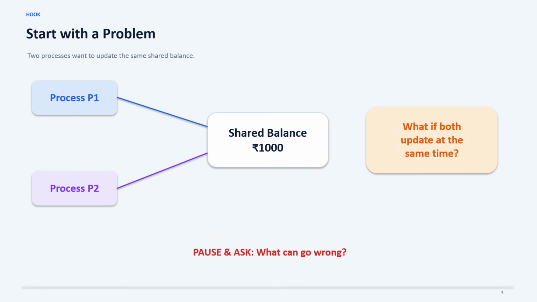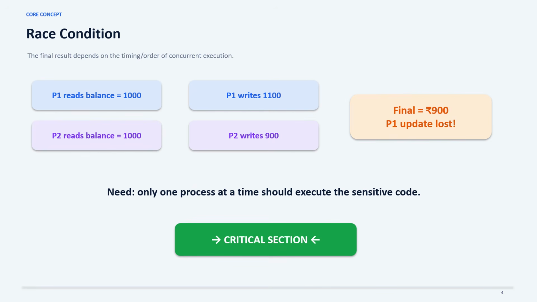This problem leads us to something called a race condition. A race condition occurs when two or more processes access shared data concurrently, and the final result depends on the order in which those processes execute. Let us see an example.